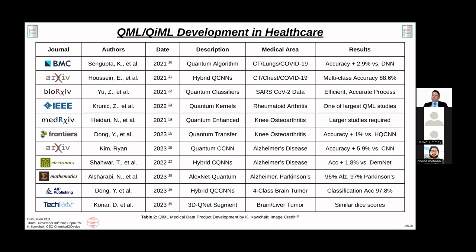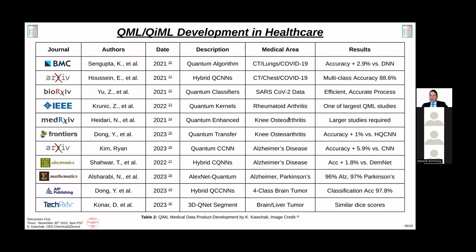And then here, if you're coming from NIH or if you're watching the recording, here's a bunch of the research that's already been done. You can see this dates back to 2021 for some of these, and it depends on the medical area. You'll see COVID-19, and also rheumatoid arthritis, knee arthritis, Alzheimer's disease. Most of these are images. Some of it's medical data, like EHR data for arthritis without the images. But like I said, Alzheimer's, Parkinson's images, 4-class brain tumor, brain liver tumor.